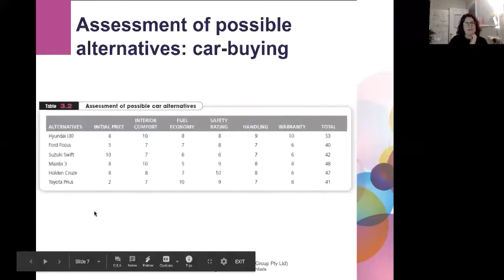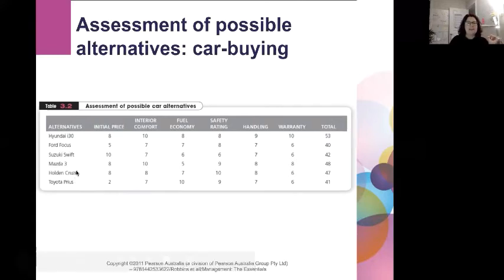So first of all, we're going to start to identify what each of our different options are. Here you can see that they've listed all these alternatives. They've got the Hyundai, Ford Focus, and so on. And then what they've done here is give each of these different cars a score out of 10 for each of the criteria. So leaving aside the weightings for a moment, each car has just been rated out of 10 for each criterion.